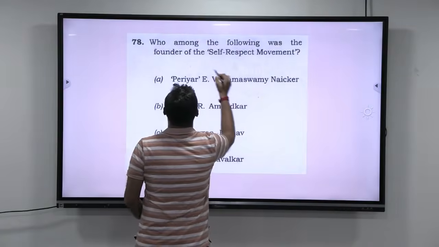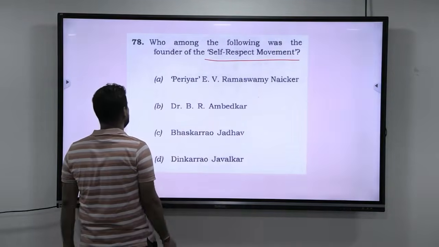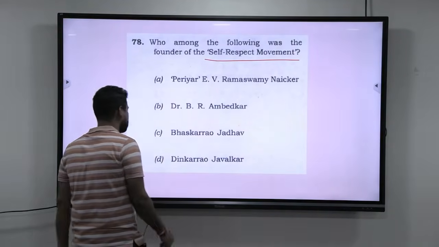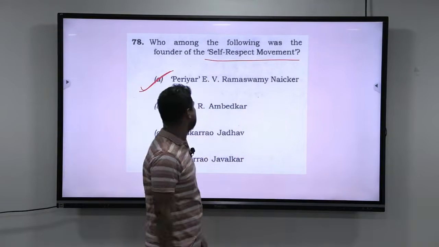Who among the following was the founder of the self-respect movement? A. Periyar E.V. Ramaswamy Naicker. B. Dr. B.R. Ambedkar. C. Bhaskar Rao Jadhav. And D. Dinkar Rao Javalkar. Again, everyone will know the answer is Periyar E.V. Ramaswamy Naicker.